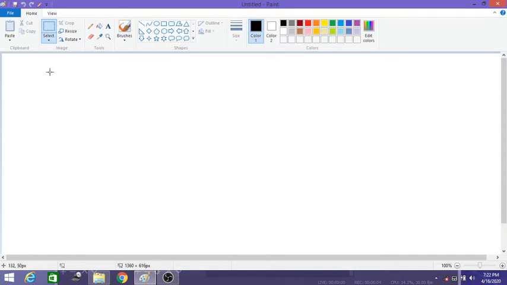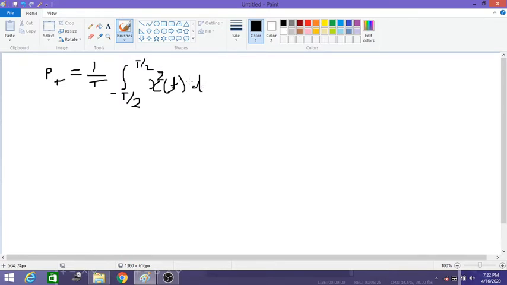If I apply the power to this signal, I'll get P of t is equal to 1 by T, integral from minus T by 2 to plus T by 2 of x square of t into dt, because I have to square the signal. If I just square this and integrate, I'll get energy. If I divide by the time period, I'll get the average power.